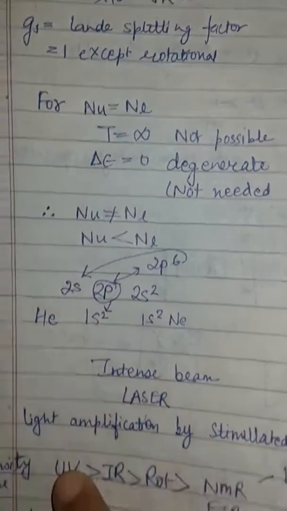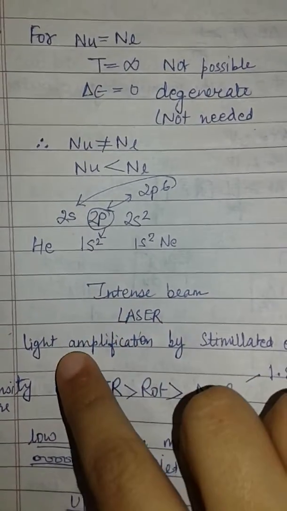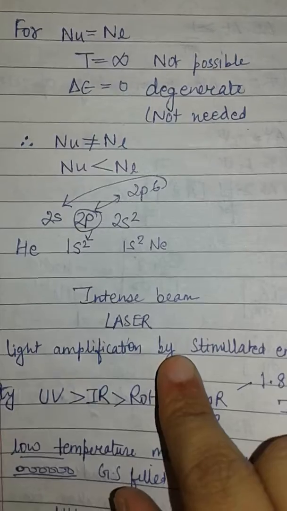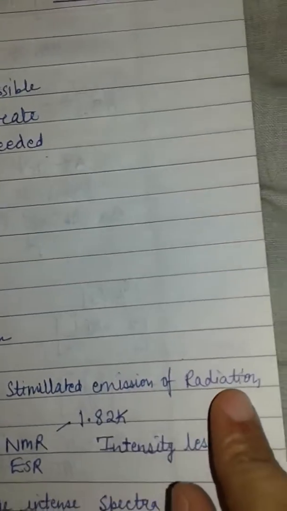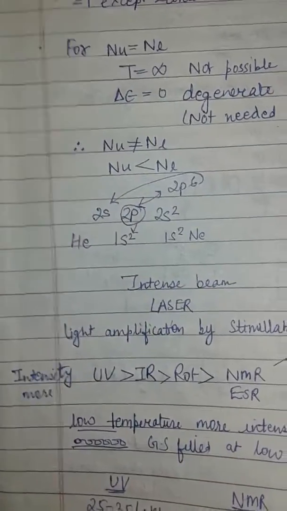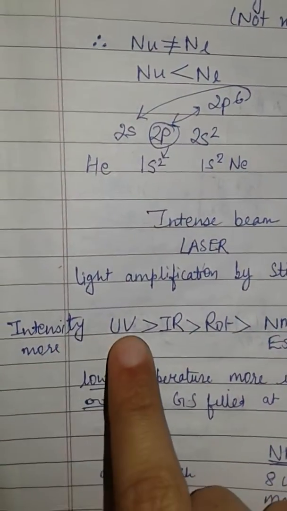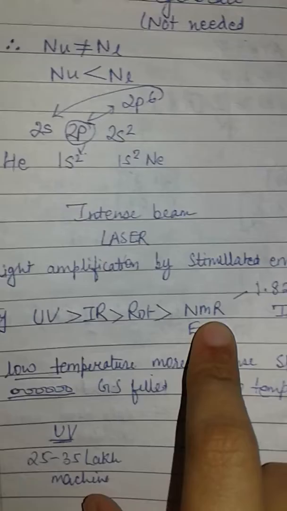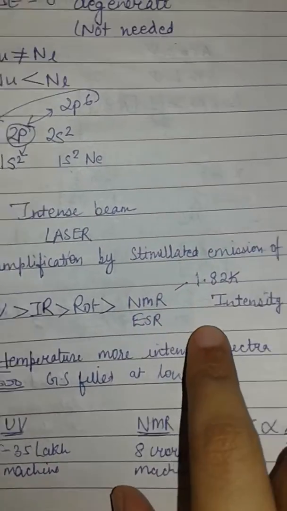Now intense beam, that is laser, it is light amplification by stimulated emission of radiation. Intensity of UV is more than IR, then rotational, then least is for NMR and ESR.